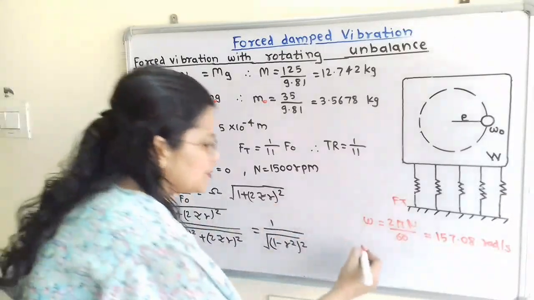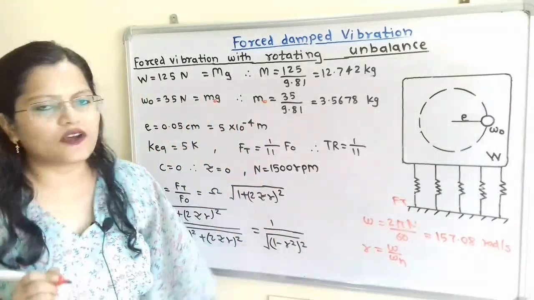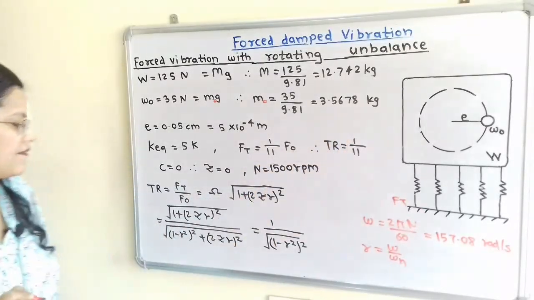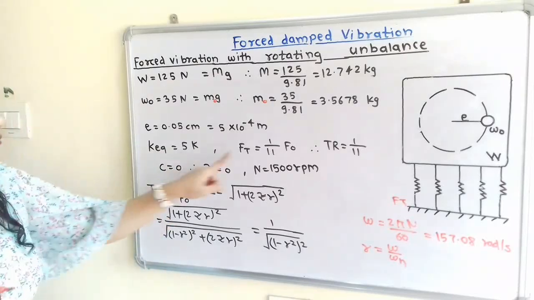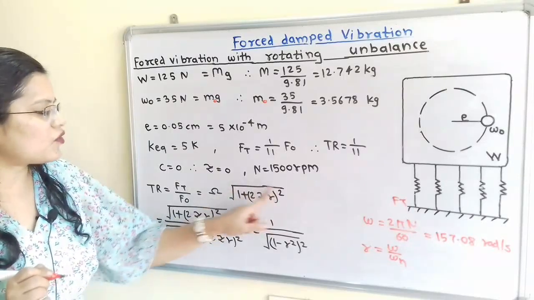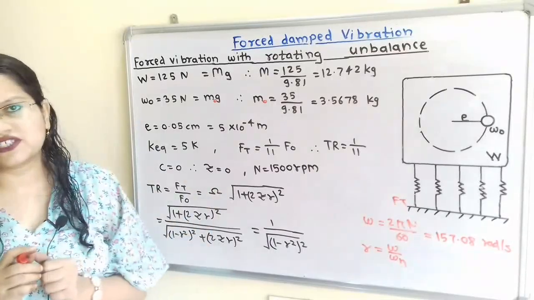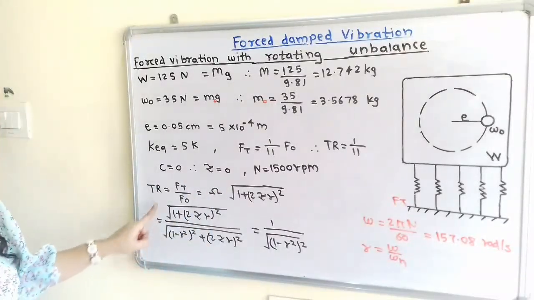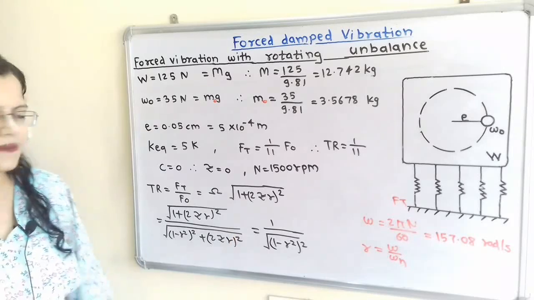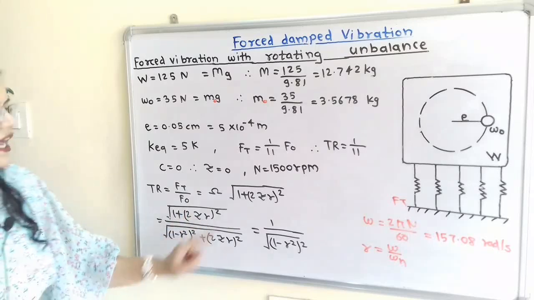Now we will find the value of r. r is the frequency ratio, so we know that r is equal to omega by omega n. How to find this r? We have the value of Tr, the transmissibility, 1/11. So Tr is equal to Ft by Fo, which is equal to the magnification factor times the square root of 1 plus (2 zeta r) whole square. Now what is this magnification factor? We write the formula: 1 divided by the square root of (1 minus r square) whole square plus (2 zeta r) whole square, and in the numerator we write 1 plus the square root of 1 plus (2 zeta r) whole square.